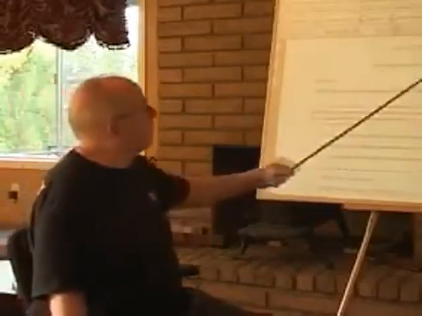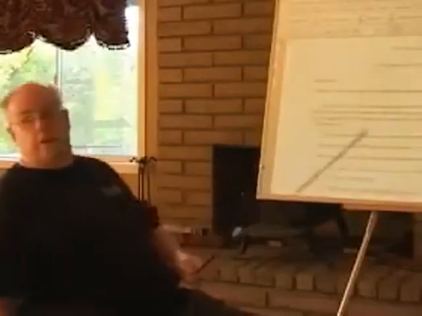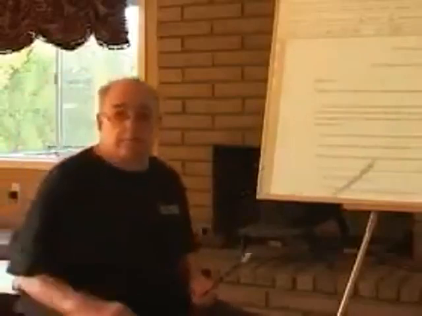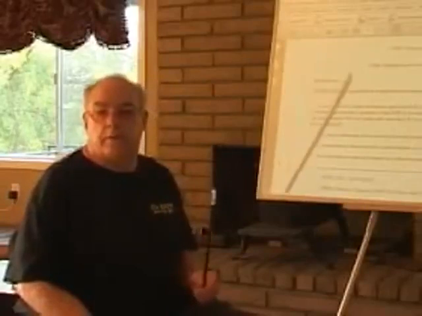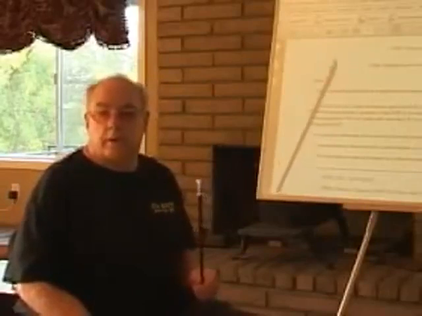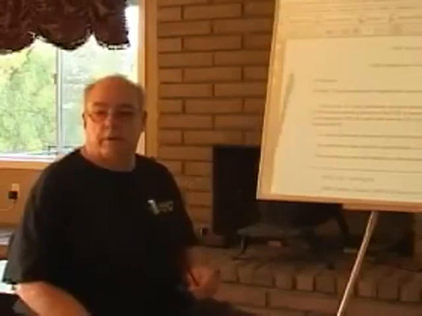Original issue discount, OID, is taxable interest. Why is it taxable? Because they're using your credit. It's evidence of indebtedness. Go read section 61 of Title 26. I'll show you what's includable in gross income. Go to Title 26, Section 61.